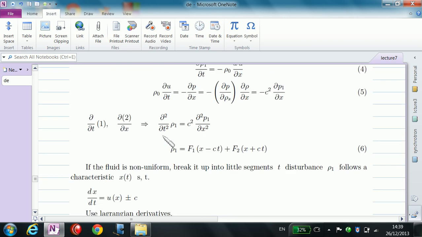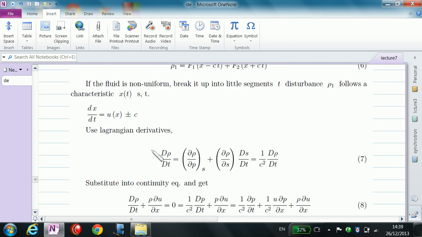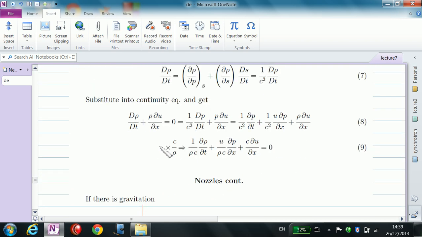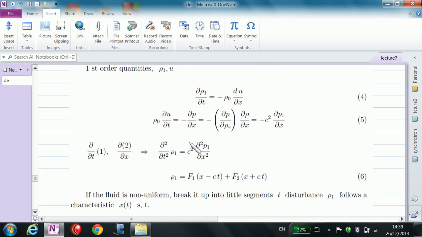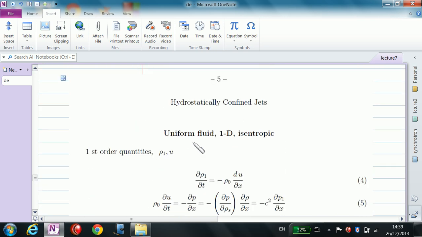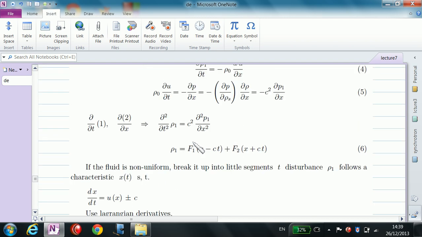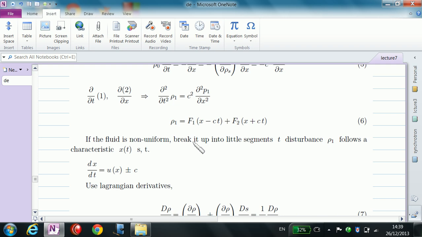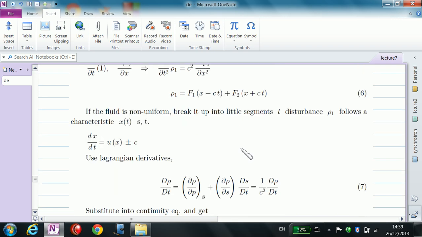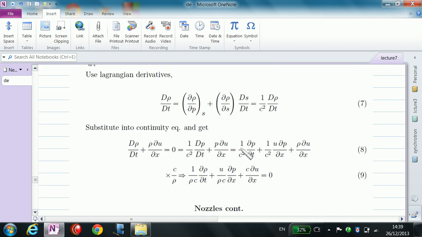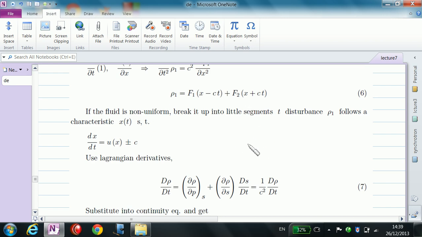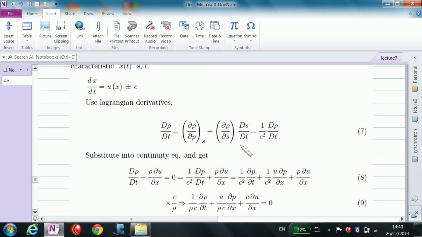Now, this is a diversion in uniform fluid, one-dimensional isentropic. By the way, these are the missing equations, I think, from last time. I think what happened is she just typed things in the wrong order. But this is actually the homework.